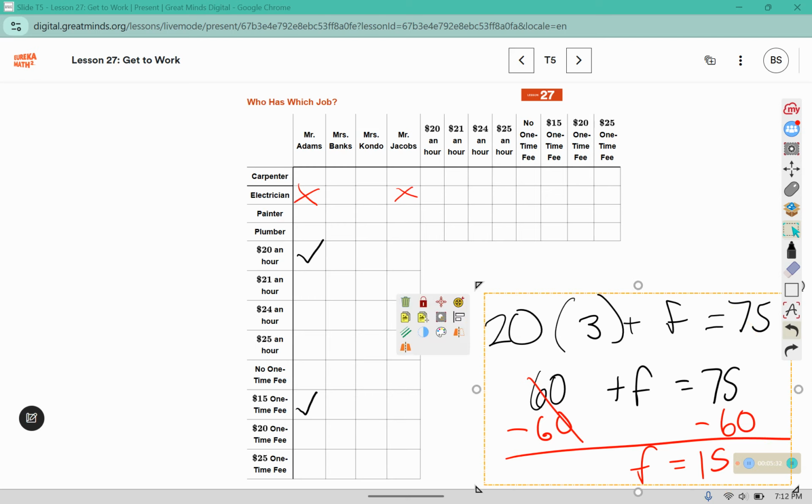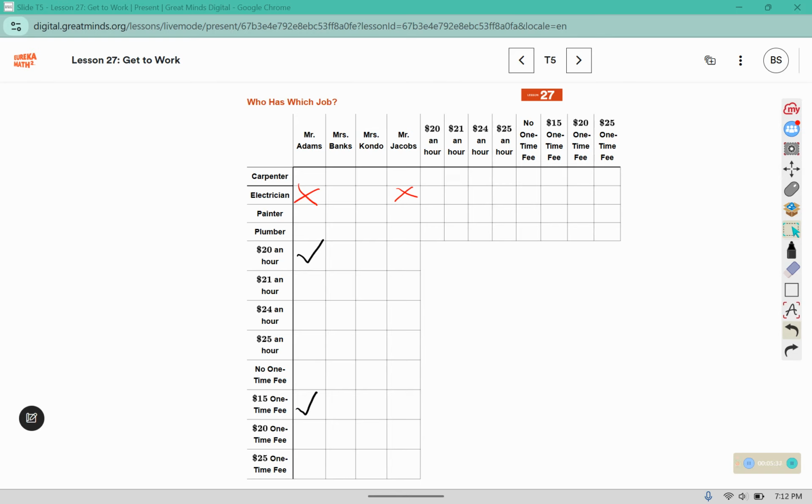Clue 3 says, Mrs. Kondo charges an hourly rate of $24. So we know if Mr. Adams is the one who charges $20 an hour, nobody else can charge that rate. If Mrs. Kondo charges $24 an hour, no one else charges that rate. And if Mr. Adams charges the one-time fee, no one else can use that $15 fee.